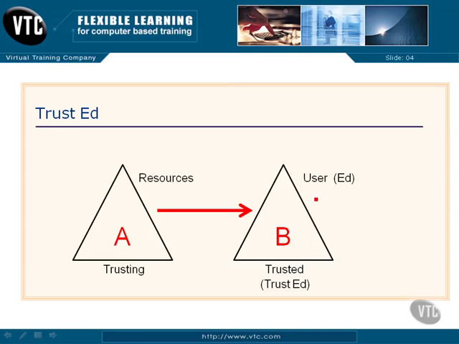So now when you sit down on one of these exam questions and they say there's resources in domain A and users in domain C, well, what's our user's name? Ed. We're going to trust Ed. So when we start saying who trusts who, then A has to trust C, because C is where Ed is. So always remember, trust Ed. Find the users. The user's name is Ed.